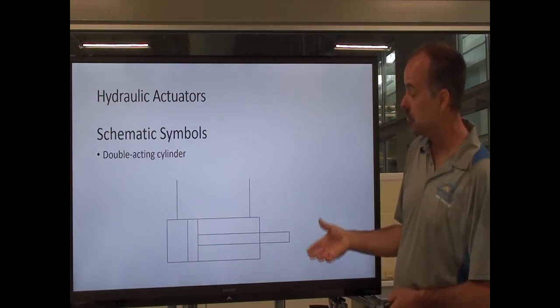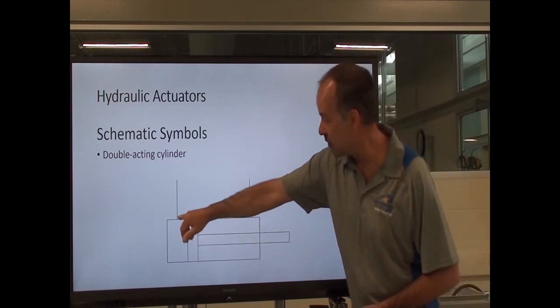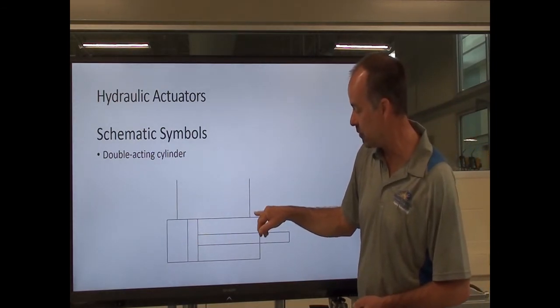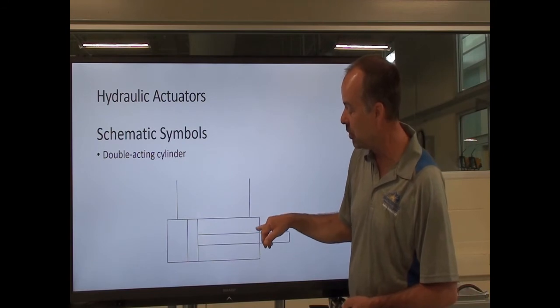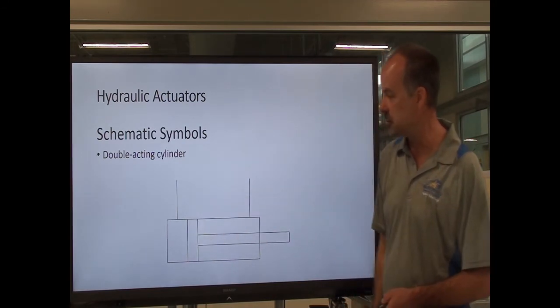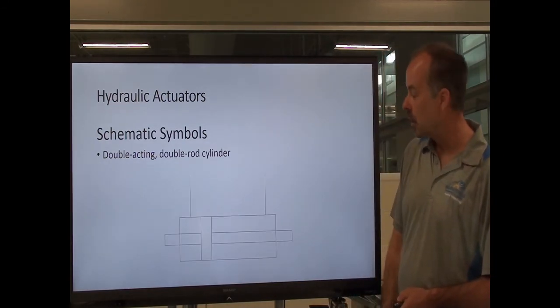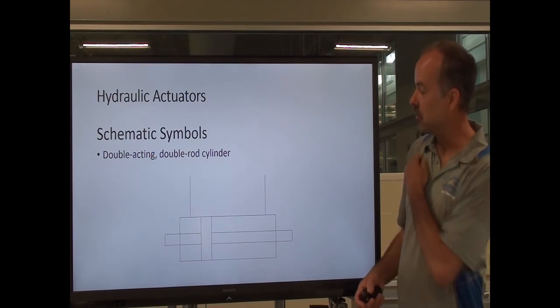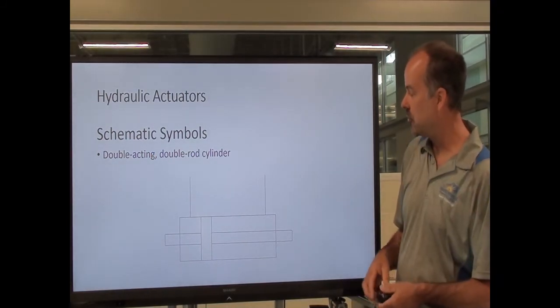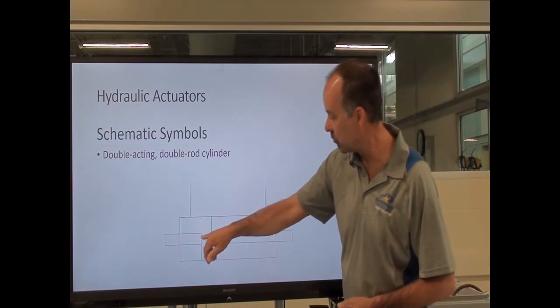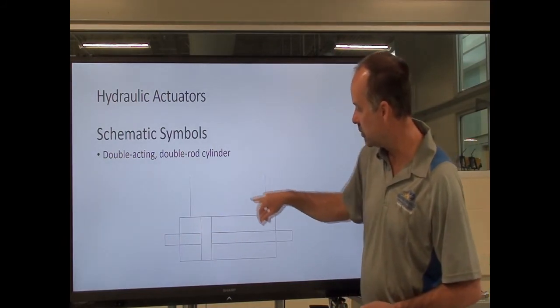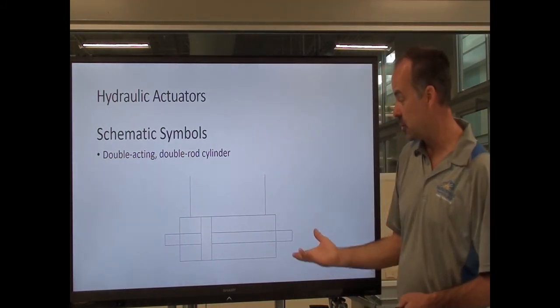Double acting cylinder, as you can see, is identified because it's got the 2 ports, so this shows that hydraulic fluid or hydraulic pressure would move the cylinder in both directions. And here's our double acting double rod cylinder. So this is showing that it's got a rod on both sides. It's got 2 ports, showing that it's a double acting cylinder.